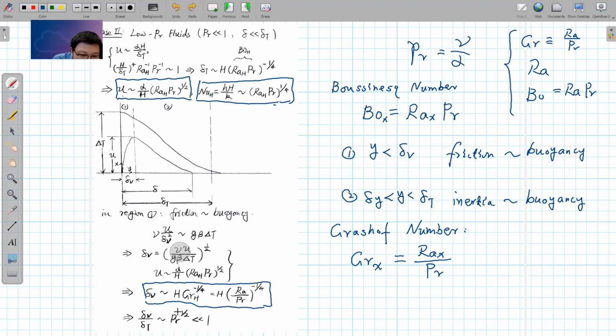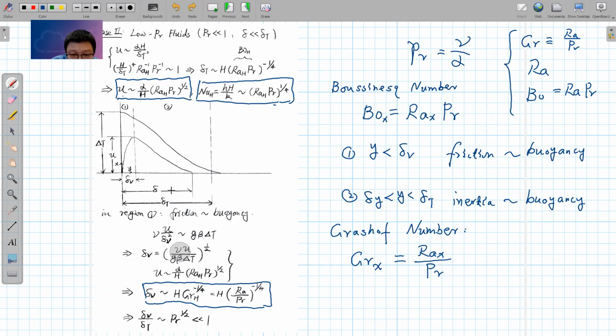And in this case, if you divide delta V over delta T, you get the Prandtl number to the power of 1 over 2, which is much smaller than 1. You know that this result is much smaller. This delta V will be much smaller than delta T. Okay, so this is the case of low Prandtl number fluids, actually, for the scaling result.